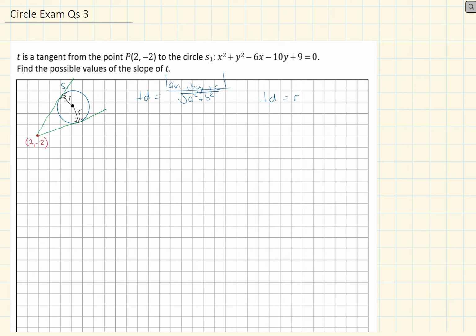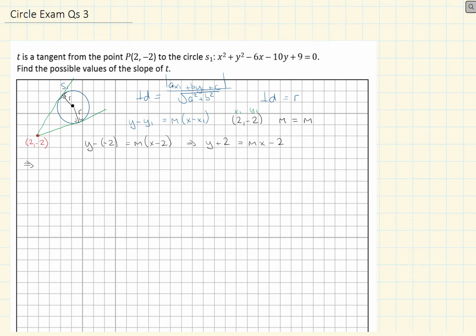Okay, so first thing I need to do is form the equation of a line. So we have y minus y1 equals m times x minus x1. The line in this case is our tangent. We know a point on the tangent, and that's 2, minus 2. There's my x1 and y1. And the second thing I need for forming the equation of any line is the slope, which we don't know, so we just leave it as m. So we get y minus 2 is equal to m times x minus 2. Y plus 2 is equal to mx minus 2.